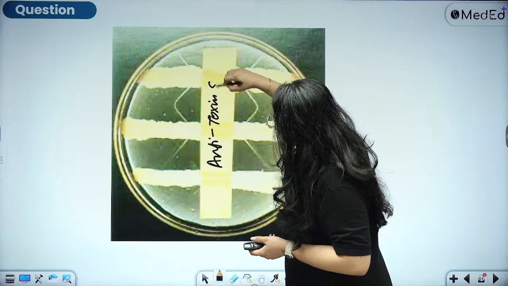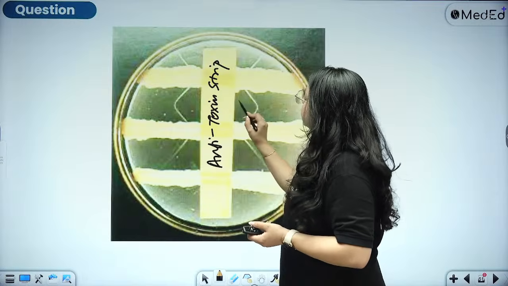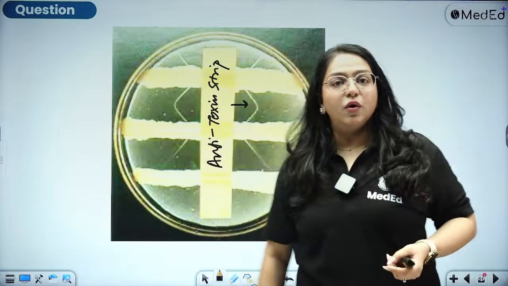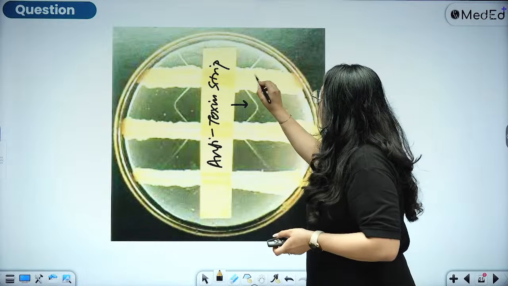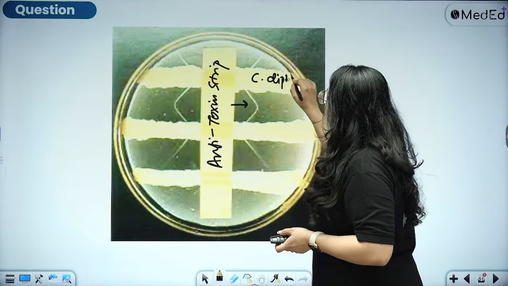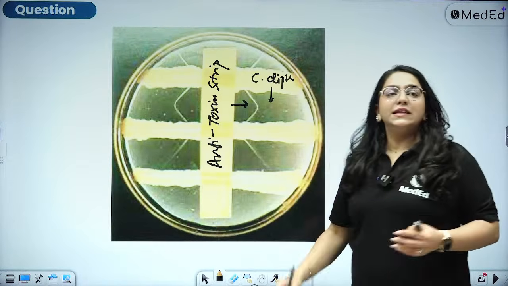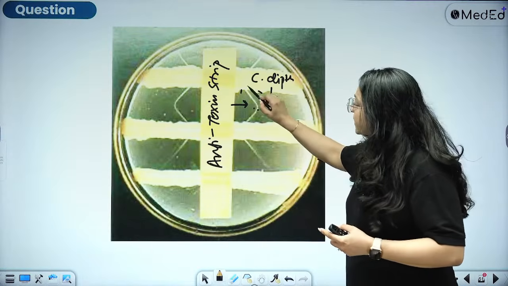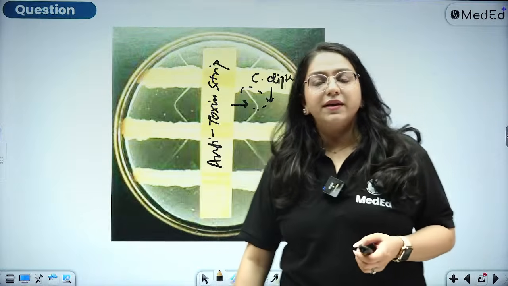Antitoxin strip, a strip coated in antitoxin. This will release the antitoxin over here in a radial diffusion. Okay, and what is this? This is the strain of C. diphtheria. It will release the toxin from here. They will both meet in the middle and form a streak of precipitation.